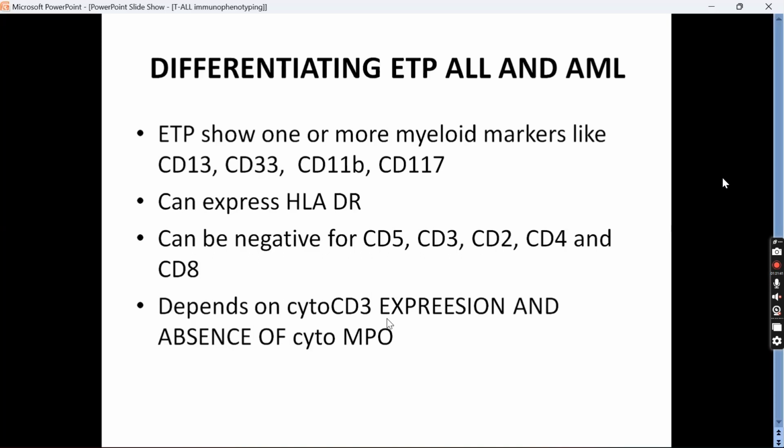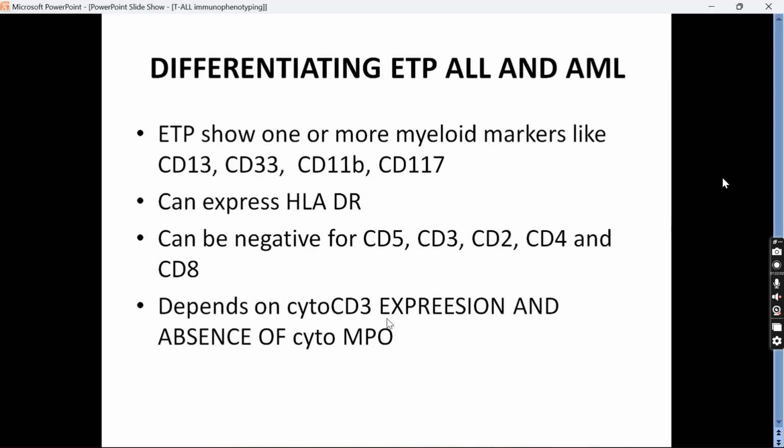CD34 is positive. CD7 is a good question. CD7 is dim to moderate. So good, I'm happy that you asked about CD7. What will you call that? Very early ALL. Not ALL. Why do you want to call it ALL? What ALL markers are there for you to call it? AML. AML with aberrant CD7.